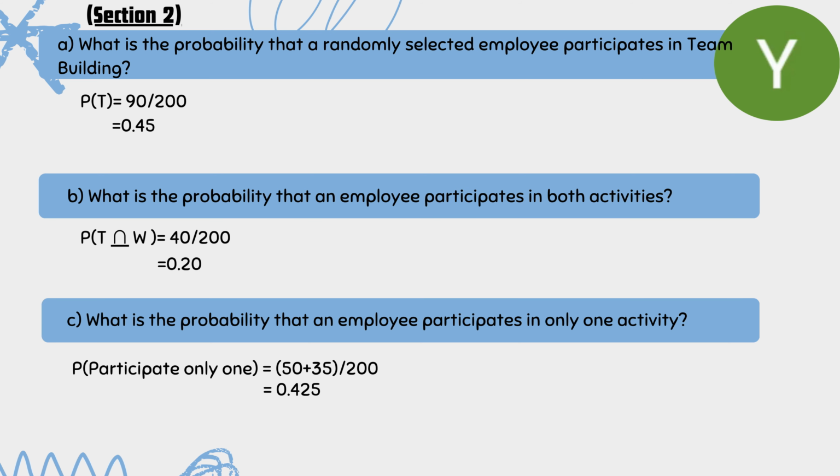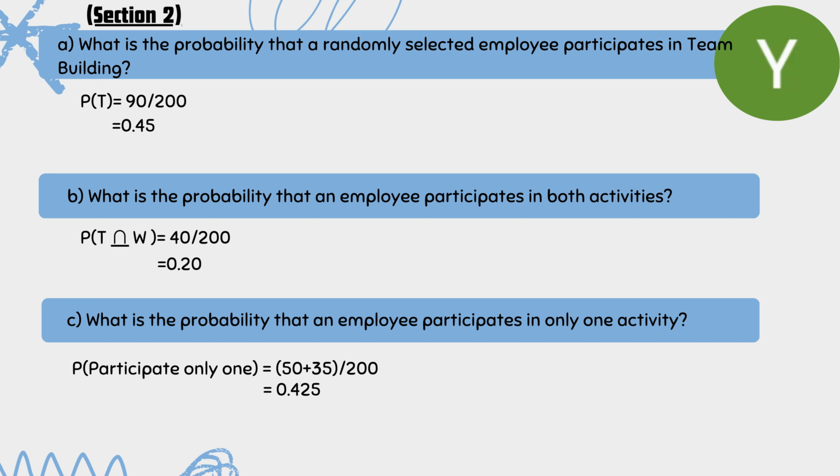Hi, my name is Yuzrin bin Alias, and today I'll be presenting section 2. A. What is the probability that a randomly selected employee participates in team building? The answer is P(T) equals 90 divided by 200, equivalent to 0.45. Question B. What is the probability that an employee participates in both activities? P(T intersect W) equals 40 divided by 200, equivalent to 0.20.